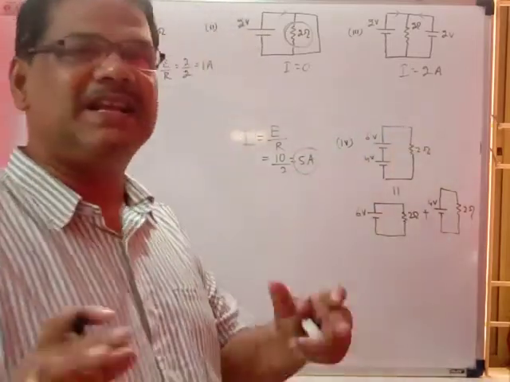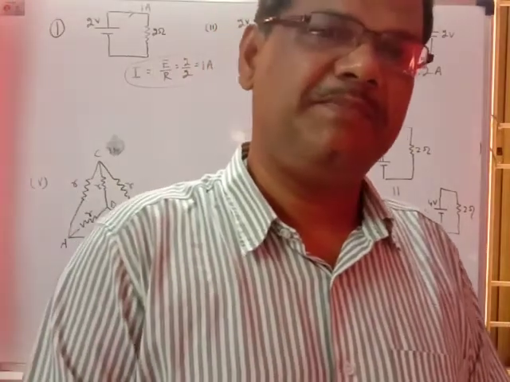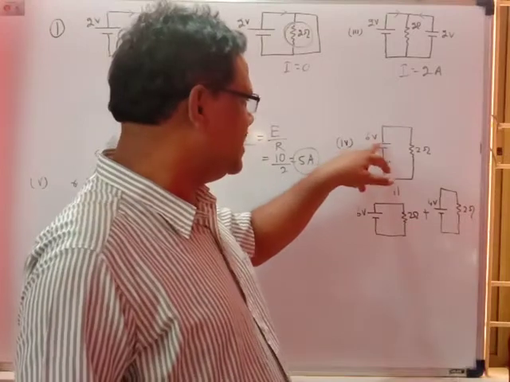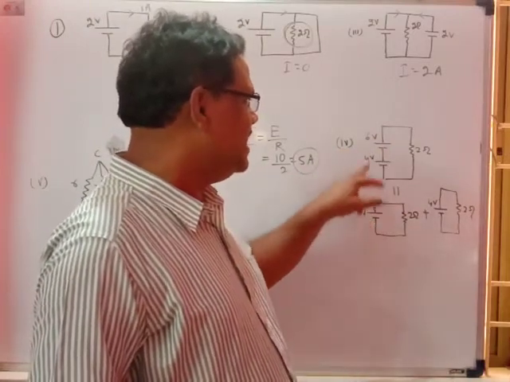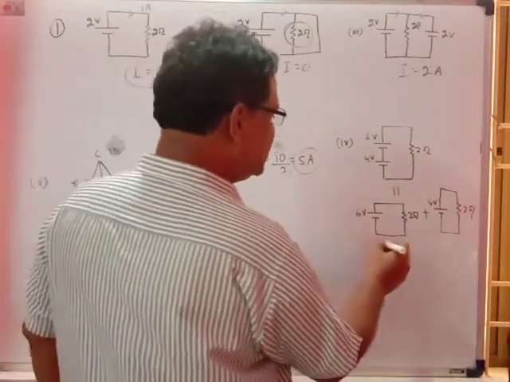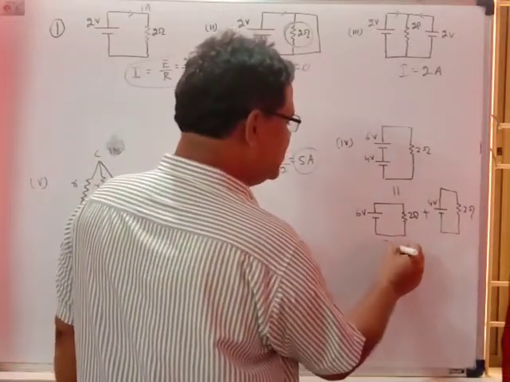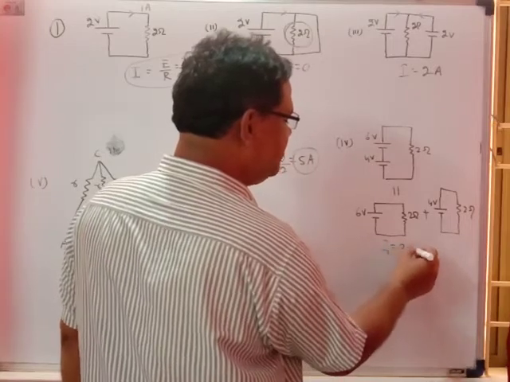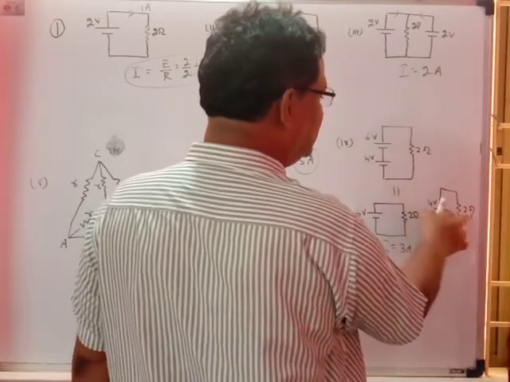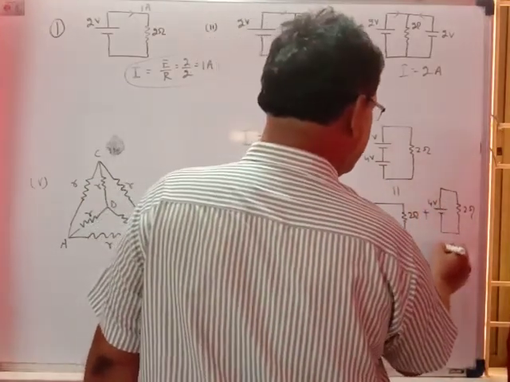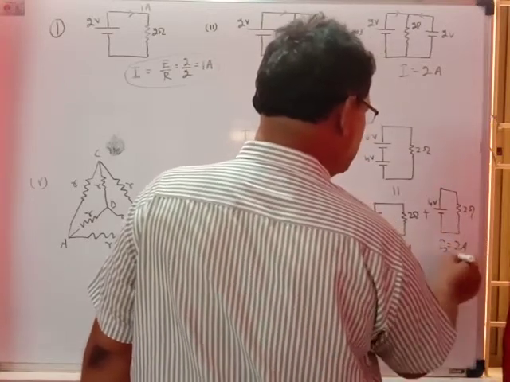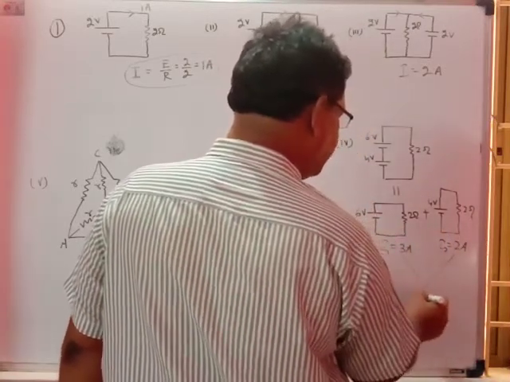That can also be done in the simplest way by the principle of superposition of currents. How? Simply connect one cell of 6 volt to the 2 ohm resistor. The current I1 will be 6 by 2, that is 3 ampere. And in another case, you connect the 4 volt cell to the 2 ohm resistor, and you find the current I2 equal to 4 by 2 equal to 2 ampere. So the net is I1 plus I2 equal to 5 ampere.